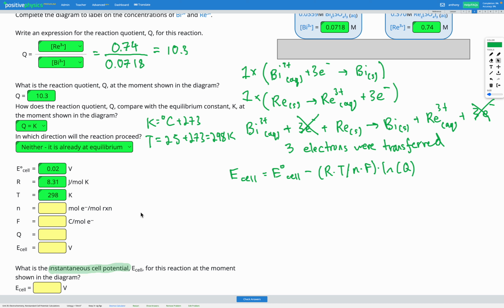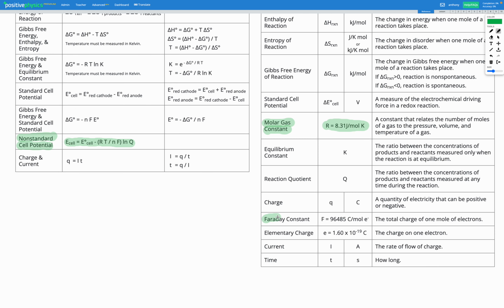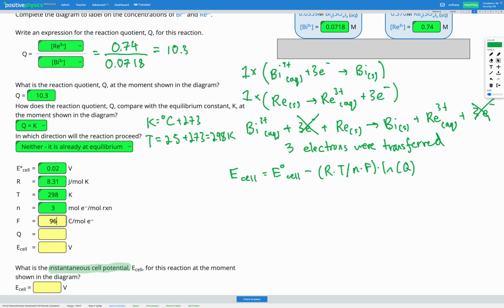n is the number of electrons that were transferred in our reaction. We figured out here when we wrote out our half equations to balance our equation that 3 electrons were transferred. So that's n. F is Faraday's constant. Here's Faraday's constant on the reference sheet. F is 96,485 coulombs per mole of electrons. And finally, Q is what we already calculated from our expression for Q and the concentrations given on the diagram. It's 10.3. Okay, so we can go ahead now and calculate our cell potential by putting that all into this big equation here. So let's do that now.